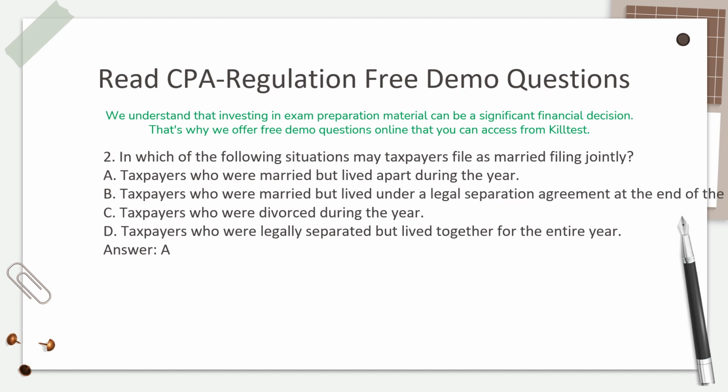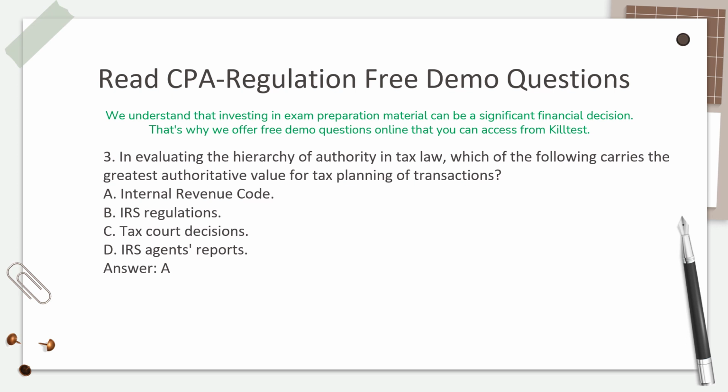2. In which of the following situations may taxpayers file as married filing jointly? A. Taxpayers who were married but lived apart during the year. B. Taxpayers who were married but lived under a legal separation agreement at the end of the year. C. Taxpayers who were divorced during the year. D. Taxpayers who were legally separated but lived together for the entire year. Answer. A.